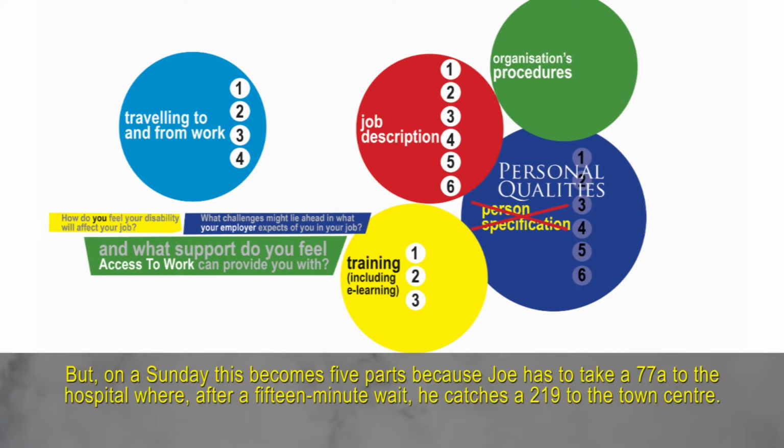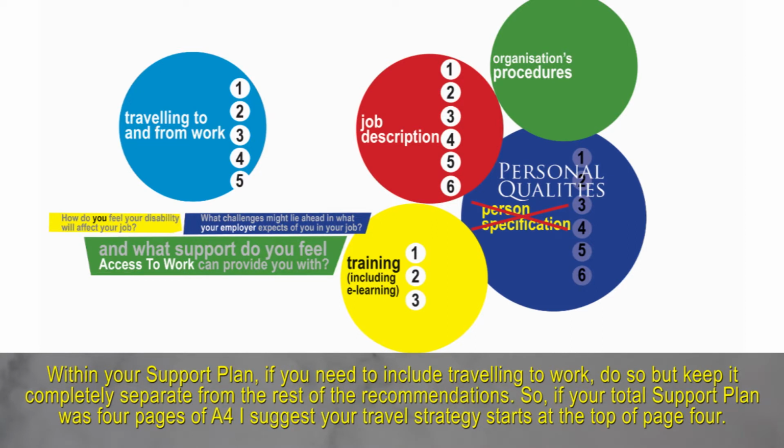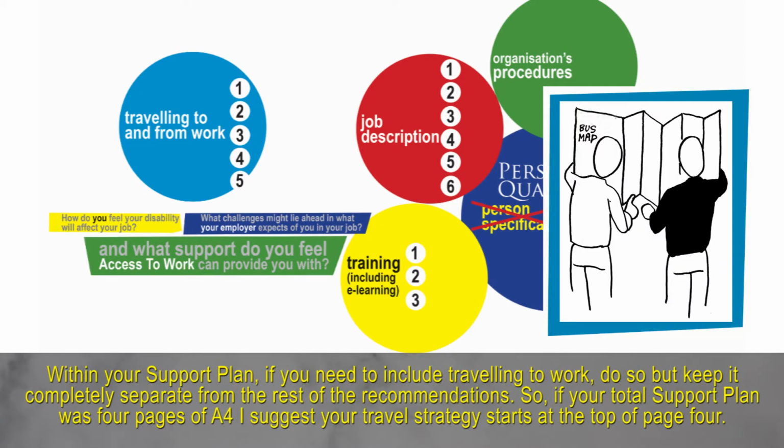But on a Sunday, this becomes 5 parts because Joe has to take a 77A to the hospital where, after a 15-minute wait, he catches a 219 to the town centre. Within your support plan, if you need to include travelling to work, do so, but keep it completely separate from the rest of the recommendations.